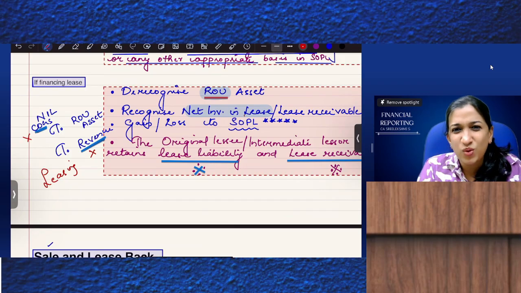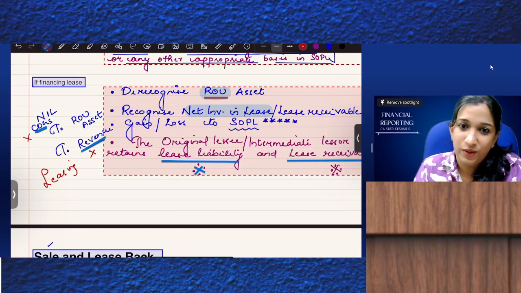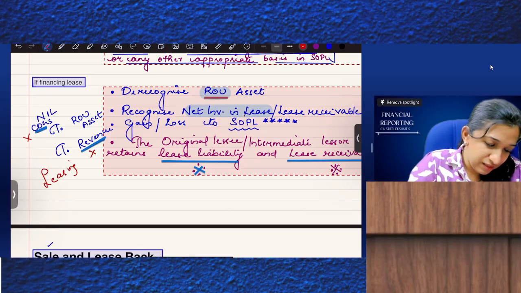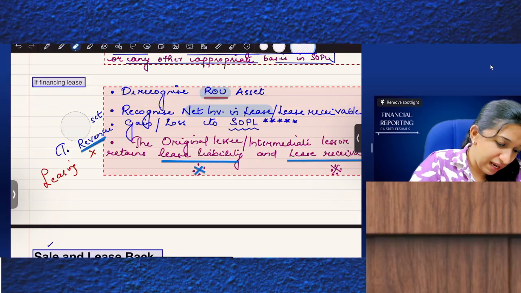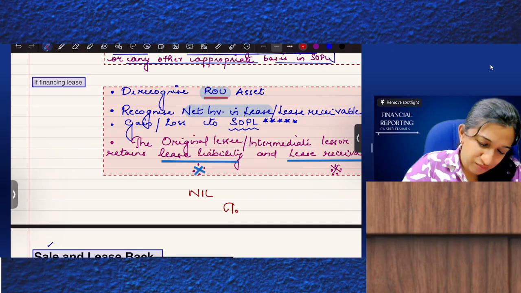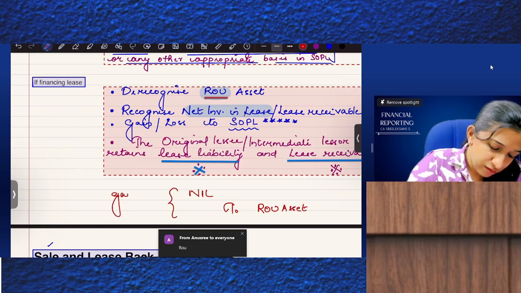So sublease happens once in a while. I don't want the asset, then what will I do? You just sublease. In such a case, you pass this journal entry NIL to ROU asset, gain or loss to SOPL.